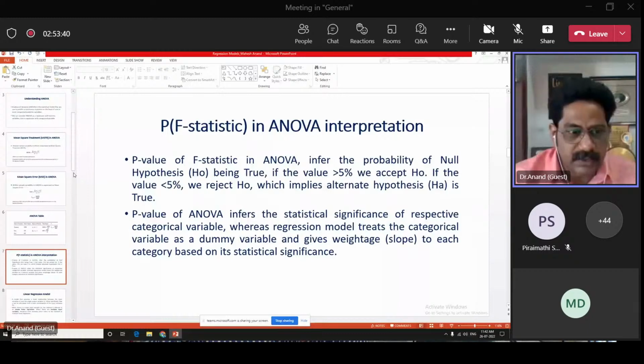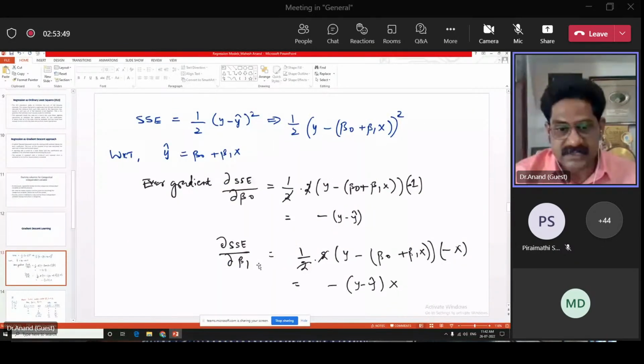So all these definitions we have seen about the linear regressor model. Now I'll take you directly to the numerical example and a quick overview of the linear gradient descent algorithm we just discussed. We started with the cost function. We calculate the error gradient: dou SSE by dou beta naught is minus of y minus y cap, similarly dou beta 1 is minus of y minus y cap times x. This derivation we have seen. Let us appreciate gradient descent with a numerical example.